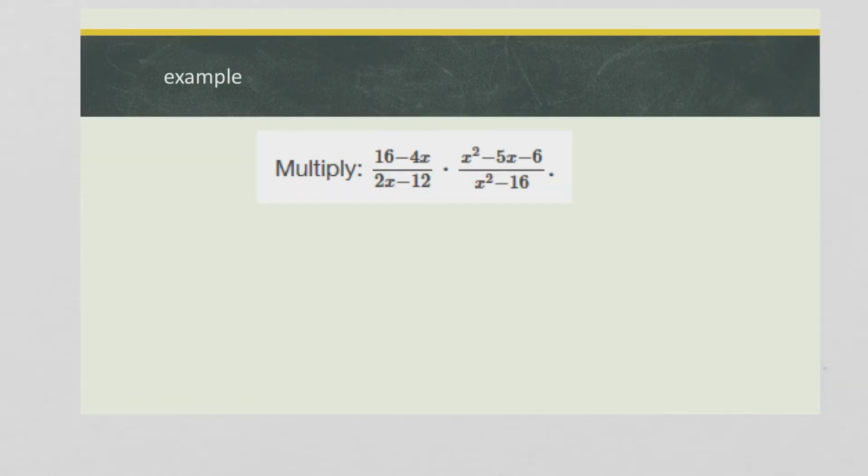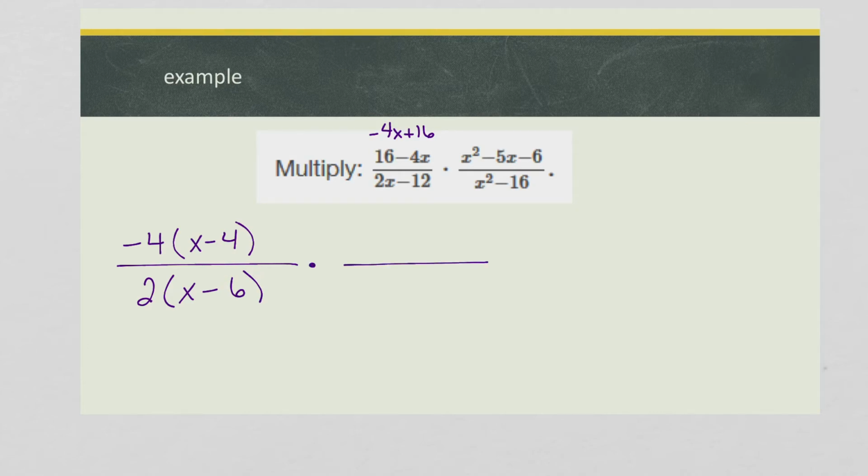Okay, so on this one, I would probably start out by reversing the order of this. So this would be negative 4x plus 16, and then I'm going to factor out the negative 4. So negative 4, and then I'm left with x minus 4. And then the denominator would be, I'm going to factor out the 2 times x minus 6, and then the numerator on the expression on the right would be, let's see here, minus 6x plus 1.